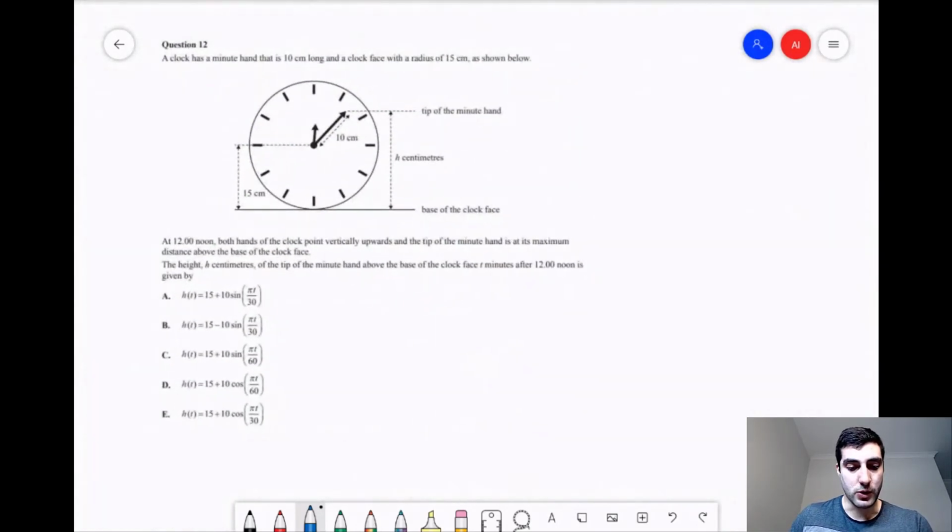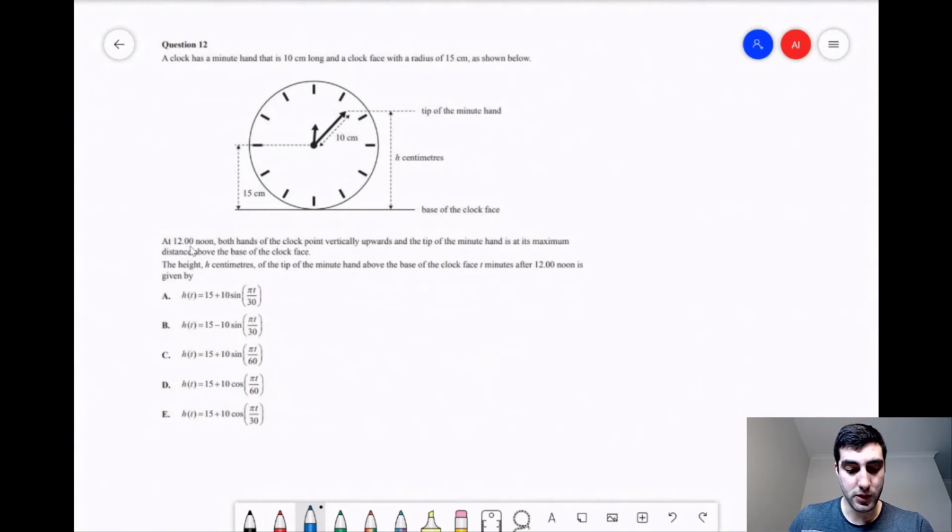So moving on to question 12. A clock has a minute hand that is 10 centimeters long and a clock face with a radius of 15 centimeters as shown below. So we've got this diagram. It says the distance from the tip of the minute hand to the base of the clock face is h centimeters, and we know the midpoint is 15 centimeters. Great, let's keep reading.